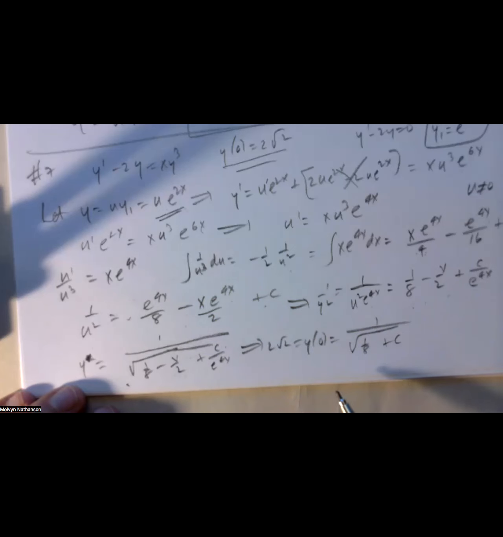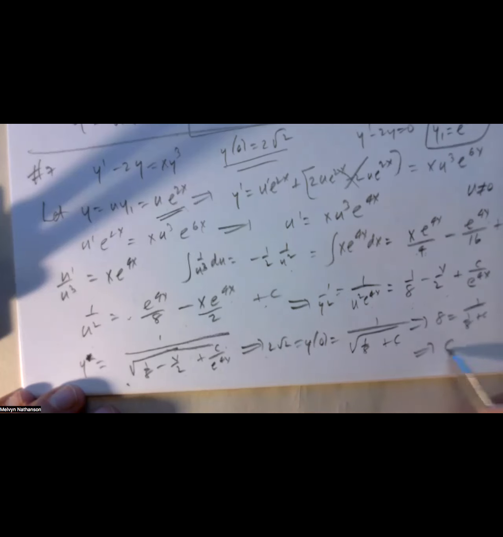And so what is c? If I square both sides, just to make it easier, I get 8 equals 1 over an eighth plus c, which means c has to equal 0. And then 1 over an eighth is 8. So c is 0.